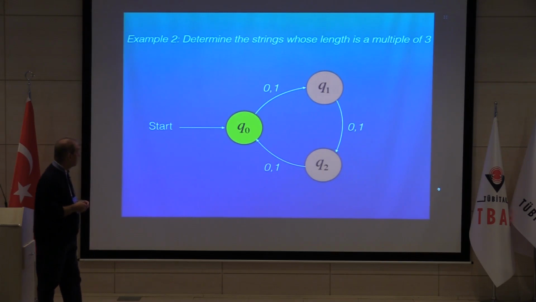For example, example 2 is this one. Determine the strings whose length is a multiple of 3, right? Then you have just to add a single state to the states of the machine. The machine has now 3 states. Q0 is the starting state. If it receives a 0 or 1, it goes to the Q1 state. Another 0 or 1 brings it to the Q2 state. And then it goes to Q0, the green lamp.